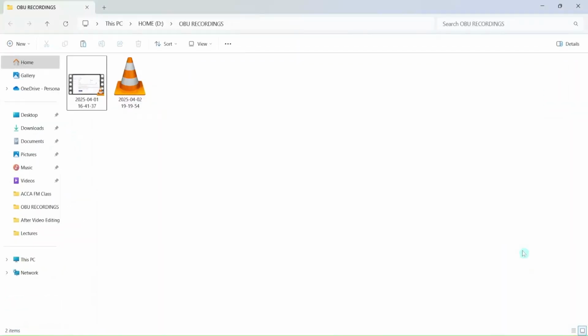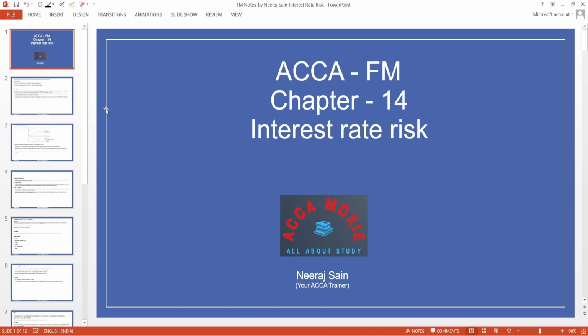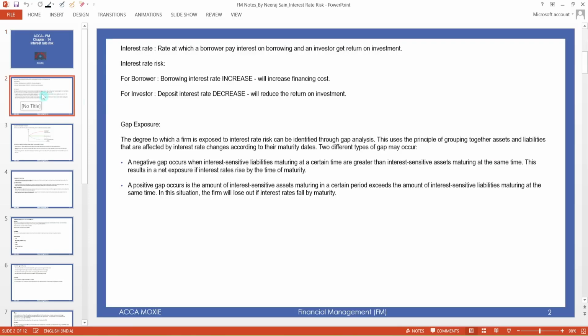I'm going to start interest rate risk management. In this chapter, we will understand how interest rates impact us and create risk. In the previous chapter we understood how foreign currency fluctuation creates risk. Now we are affected by interest rate fluctuation and face risk. If interest rates increase, our expense will increase, or if they decrease, our income will decrease. Let's understand this.